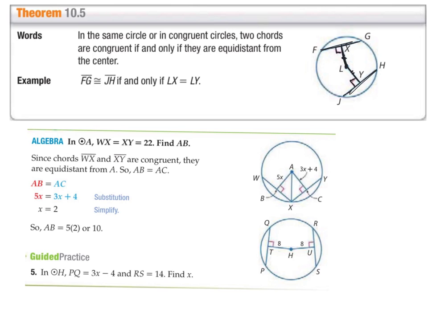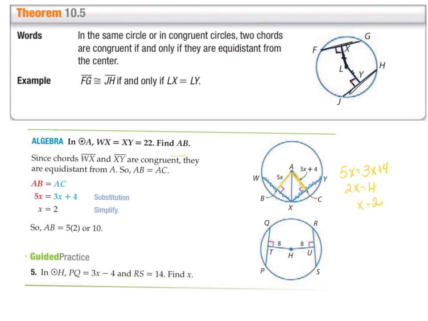In circle A, WX equals XY equals 22. So WX and XY are the same. They're both 22. Well, if they're both 22, then we know that their distances to the center of the circle are the same. So I know that from A to B and from A to C have to be the same distance. So to solve that, I can just set those two algebraic expressions equal to each other and find out that my x is 2.